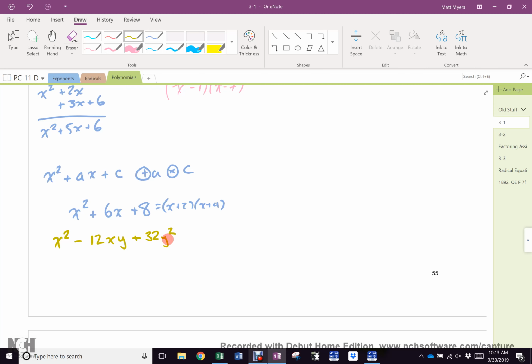If you're in trouble here, some of you may be. If you don't know what to do at all, go back to basics. I need to multiply to what and add to what? And I will wait a moment for everybody to attempt it.